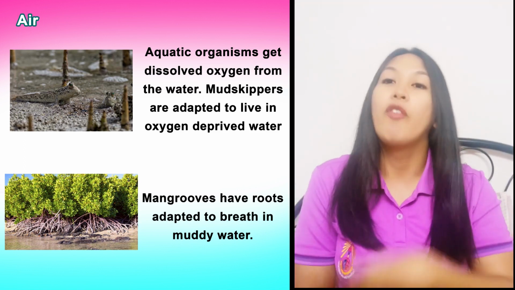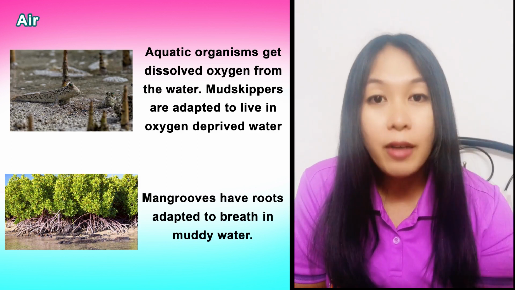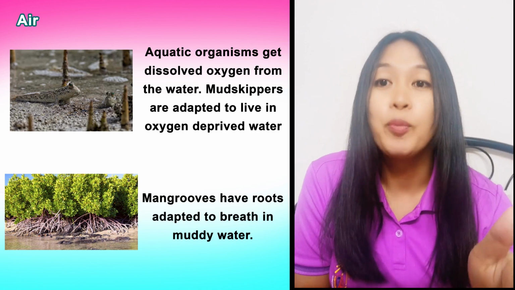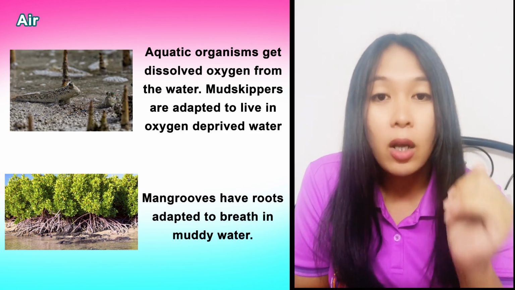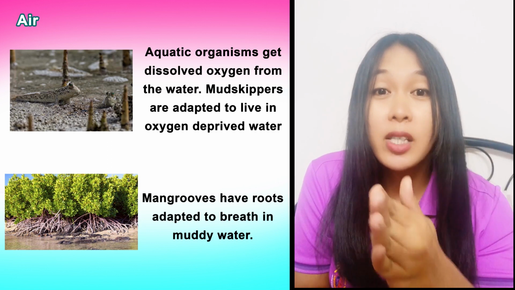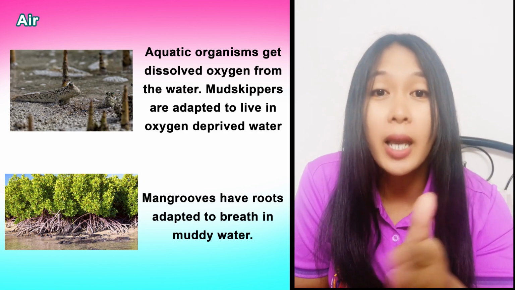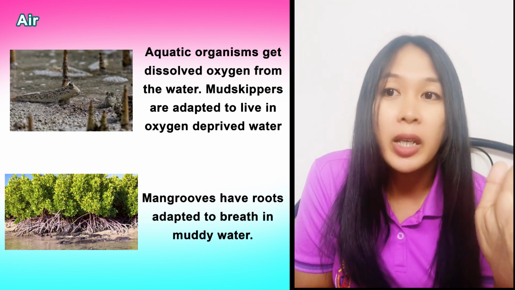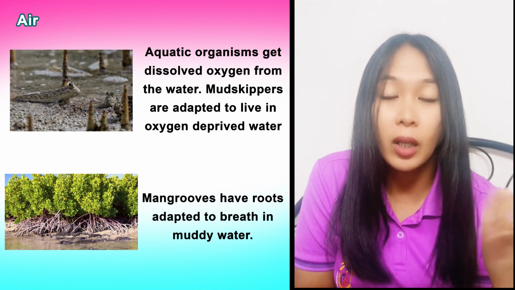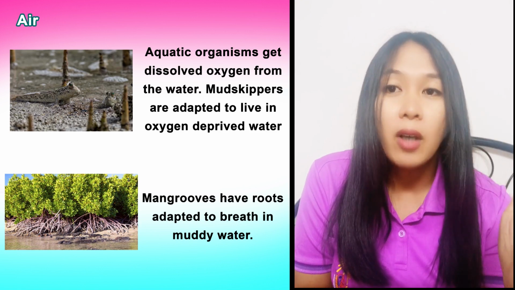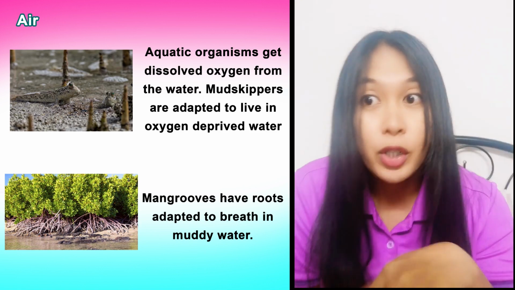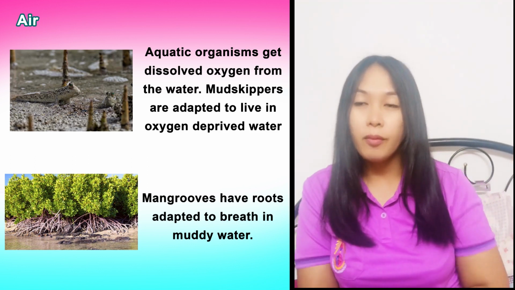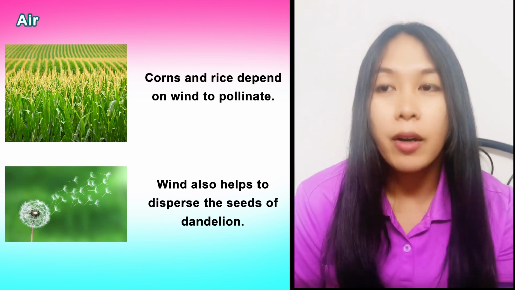For plants, mangroves have special roots. That is their form of adaptation to breathe in muddy water, because these trees grow in swampy areas where there is no oxygen in the soil. So they are able to breathe the oxygen through the roots, which help them. Next, we have air.